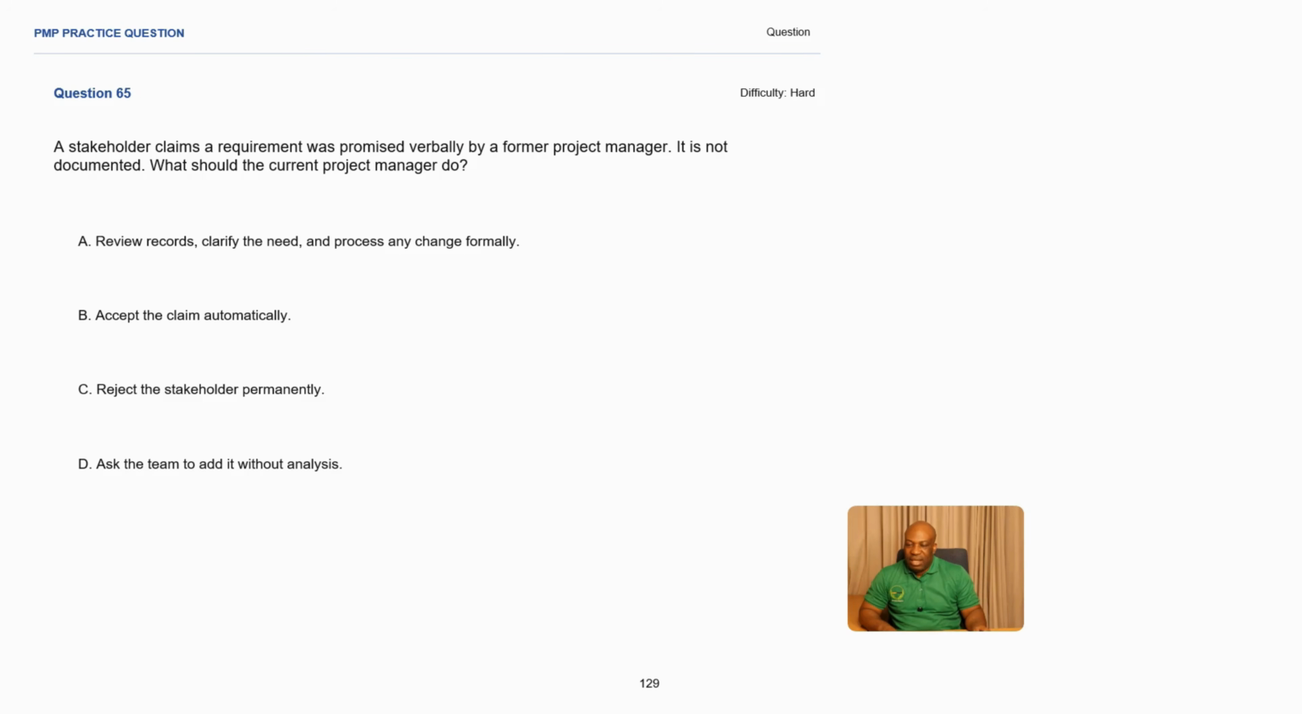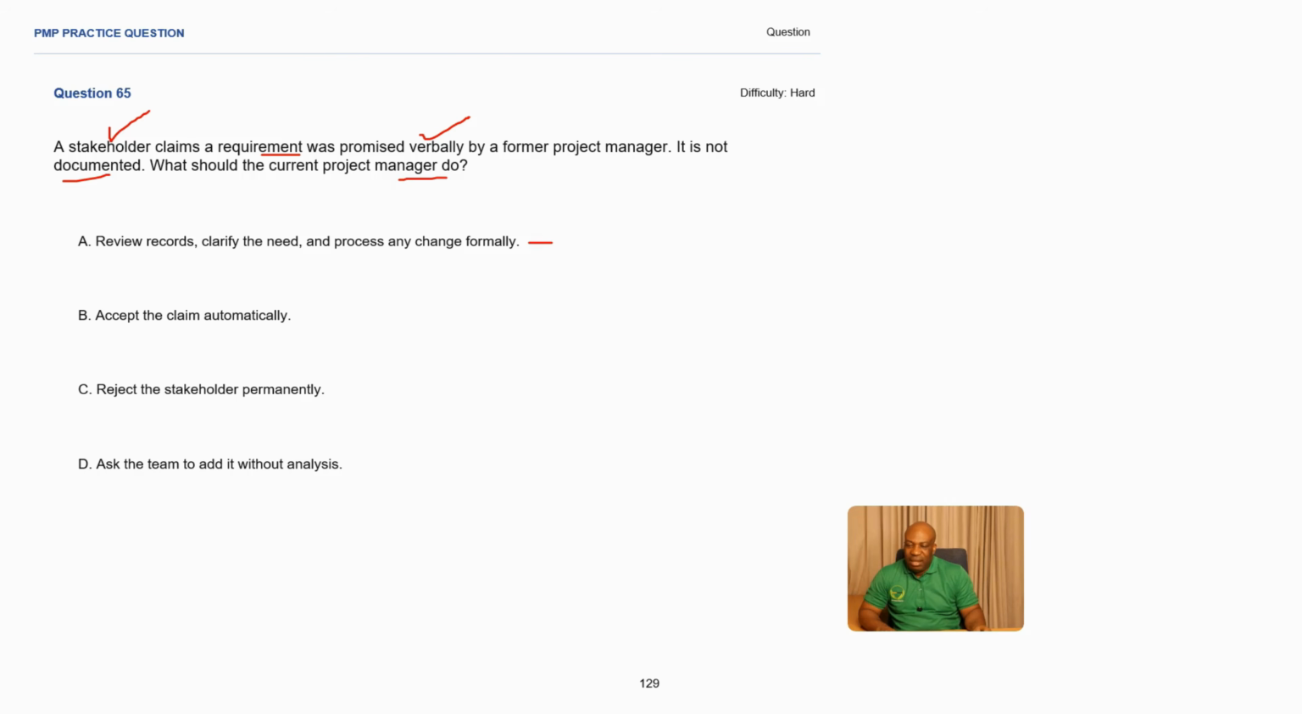All right. A stakeholder claims a requirement was promised verbally by a former project manager. It is not documented. What should the current project manager do? So our problem statement is a stakeholder claiming that there was a requirement promised verbally, and it was never documented. A is to review records, clarify the need, and also process any change formally. Okay, this makes sense. You want to know more about this verbally agreed requirement.